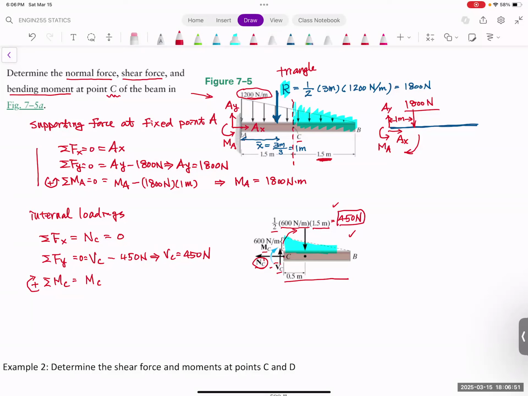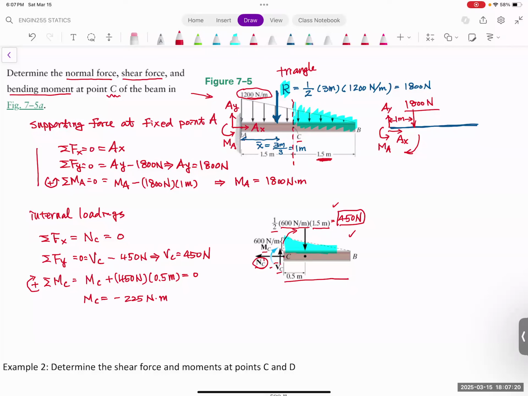And this is going to make it rotate in the same direction as our N sub C. So we're going to plus the 450 Newton multiplied with the lever arm, which is 0.5 meter. That is equal to 0. So M sub C is going to be negative 225 Newton meter.